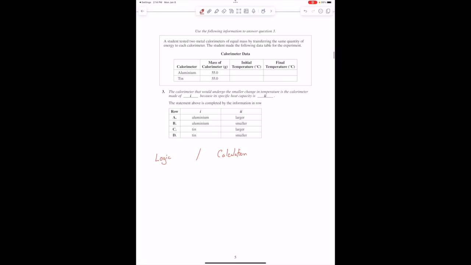Okay, I'm back. Okay, so question three. Once again, I just start reading the question. The calorimeter that would undergo the smaller change in temperature is a calorimeter made of aluminum or tin, because its specific heat capacity is larger or smaller. I guess there's two ways we can look at this. We can do a logic, or we can do a calculation. I'll do the calculation first.